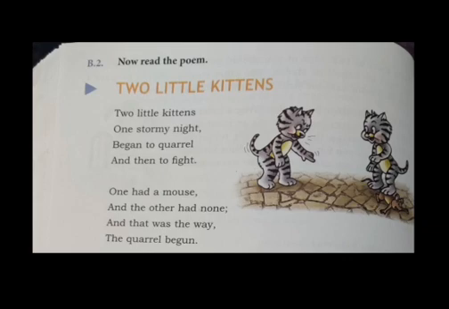One had a mouse and the other had none, and that was the way the quarrel began. Why did they start quarreling? Because one kitten had a mouse and the other did not have it, and that is why they started arguing with each other.